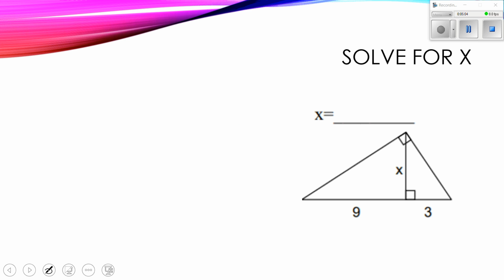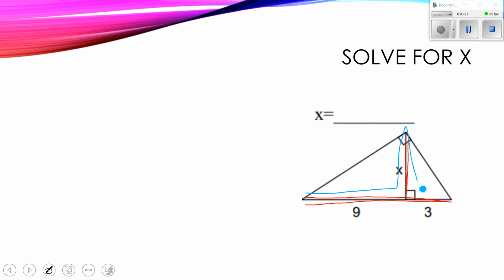Solving for x again. Remember, the first step to determine if it's going to be a heartbeat is to trace the longest side, the hypotenuse, and then trace what we're looking for or extra information. This makes the upside down T, so that tells us we're going to do heartbeat.